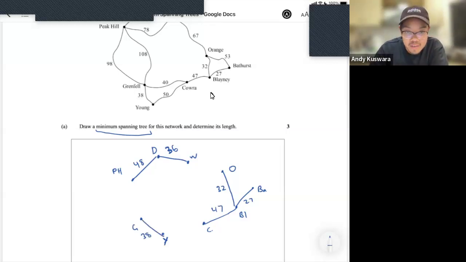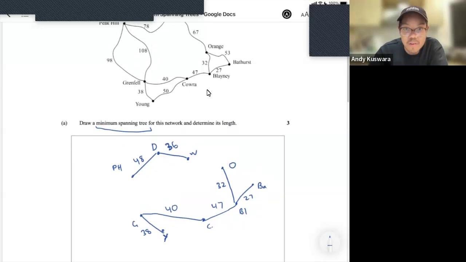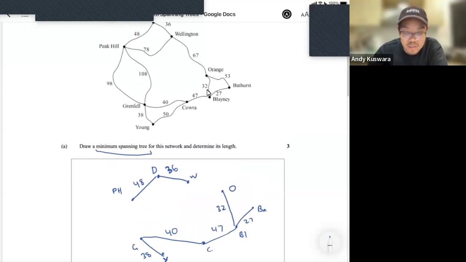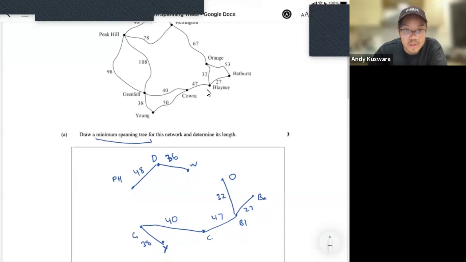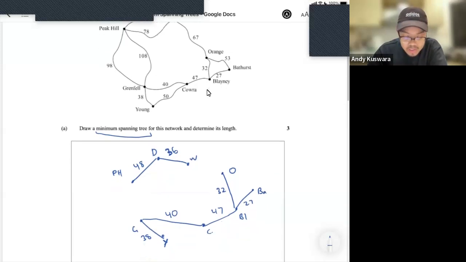So I'm going to connect that in, and then I will need to connect in Cowra. And by looking at it, I think 40 is a lot shorter. That's going to be 40. And now we're just trying to figure out how to connect Wellington and Orange. So essentially what we want to do is connect all of these.